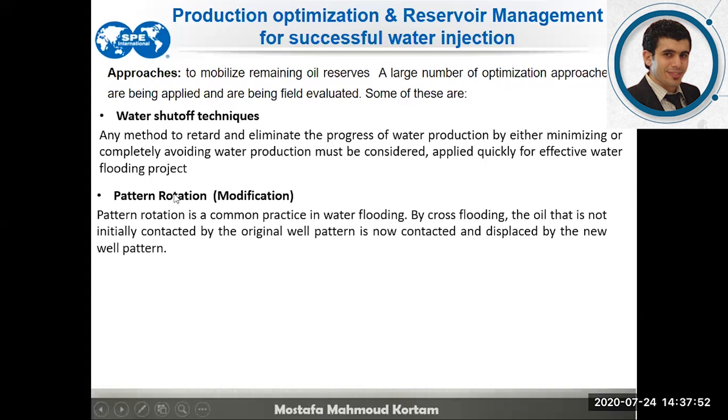There are some tasks or operations that are famous and commonly used, such as pattern rotation or modification. A pattern is not something fixed that you have to work with until the end of the life of the field. It can easily be rotated or changed by cross flooding and changing the directions and orientation of the injection to production interference. This would support your secondary recovery mechanism and lead you to more successful results in a very optimized way.